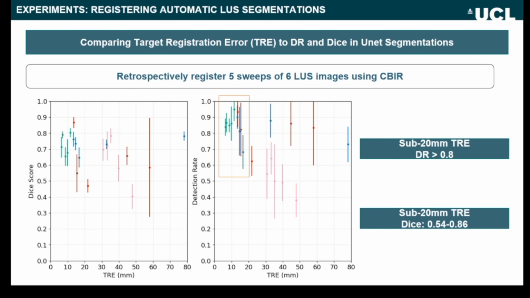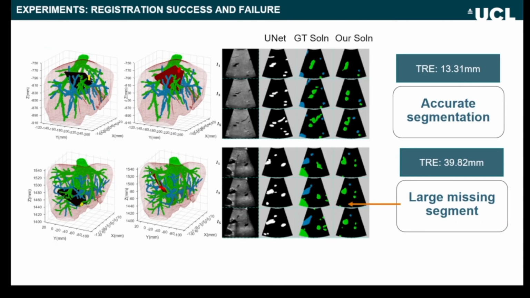To understand the role of segmentation in the registration success, we showcase two registration examples, the top successful with a sub-20 mm registration error, and the bottom unsuccessful with a TRE of under 40 mm. In the first, we can see that a good global initialization is achieved, which can be attributed to the agreement between the segmentations of the laparoscopic ultrasound from our UNET to the ground truth solution and the found solution by the registration method. In contrast, the lower example shows that a large segment is missing from the lower left corner of the laparoscopic ultrasound plane.